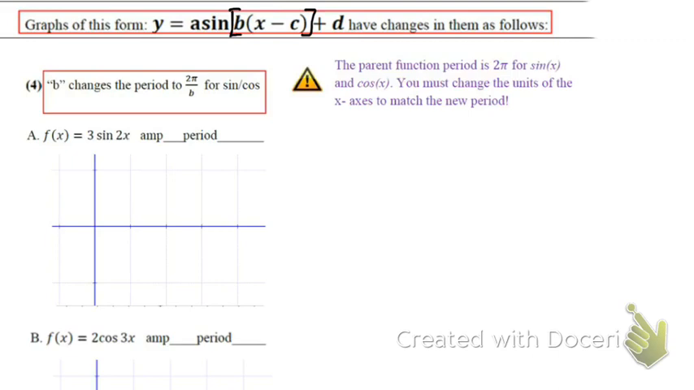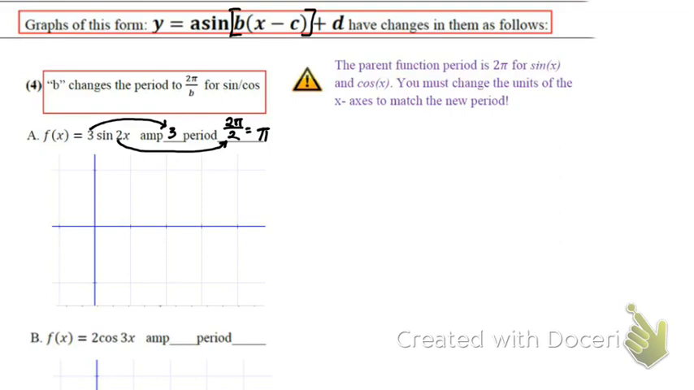So right now, our amplitude is that 3, and the period is going to be 2 pi over whatever this b value is. So it's 2 pi over this 2, which actually just equals pi. Now the period of a sine or cosine function just basically tells you how fast it's going to complete one cycle.